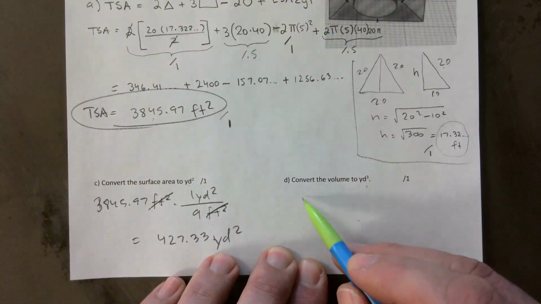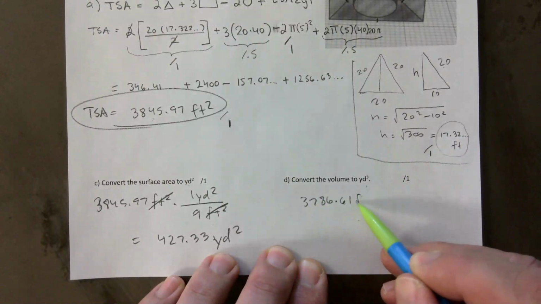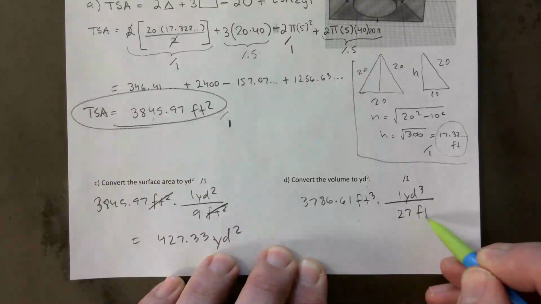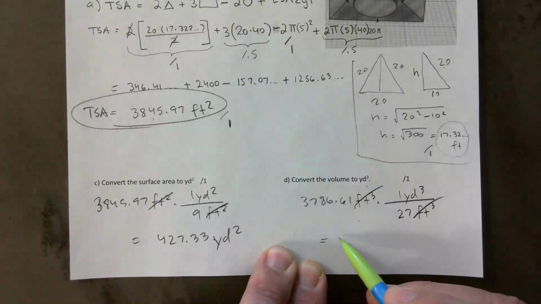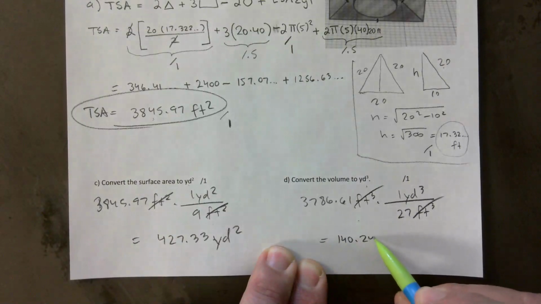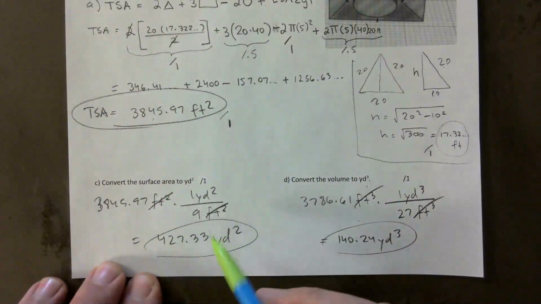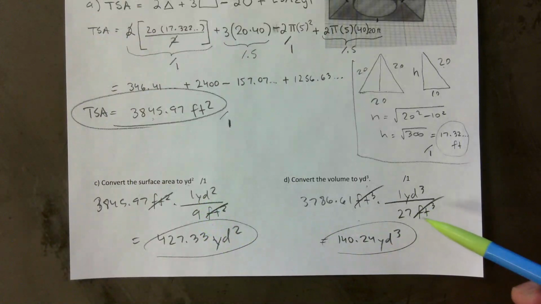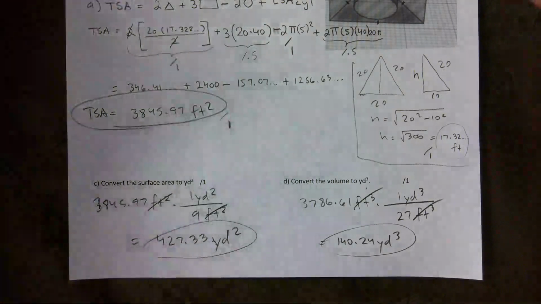Cubic yards, so my volume, 3786.61. This is cubic feet. 1 cubic yard has 27 cubic feet. So you cancel that out, divide it by 27. So it's 140.24 if you got what I got up there, of course. But the step is in me seeing that you're dividing by 9 and dividing by 27. So 1 and 1. Let me just do the math again here.